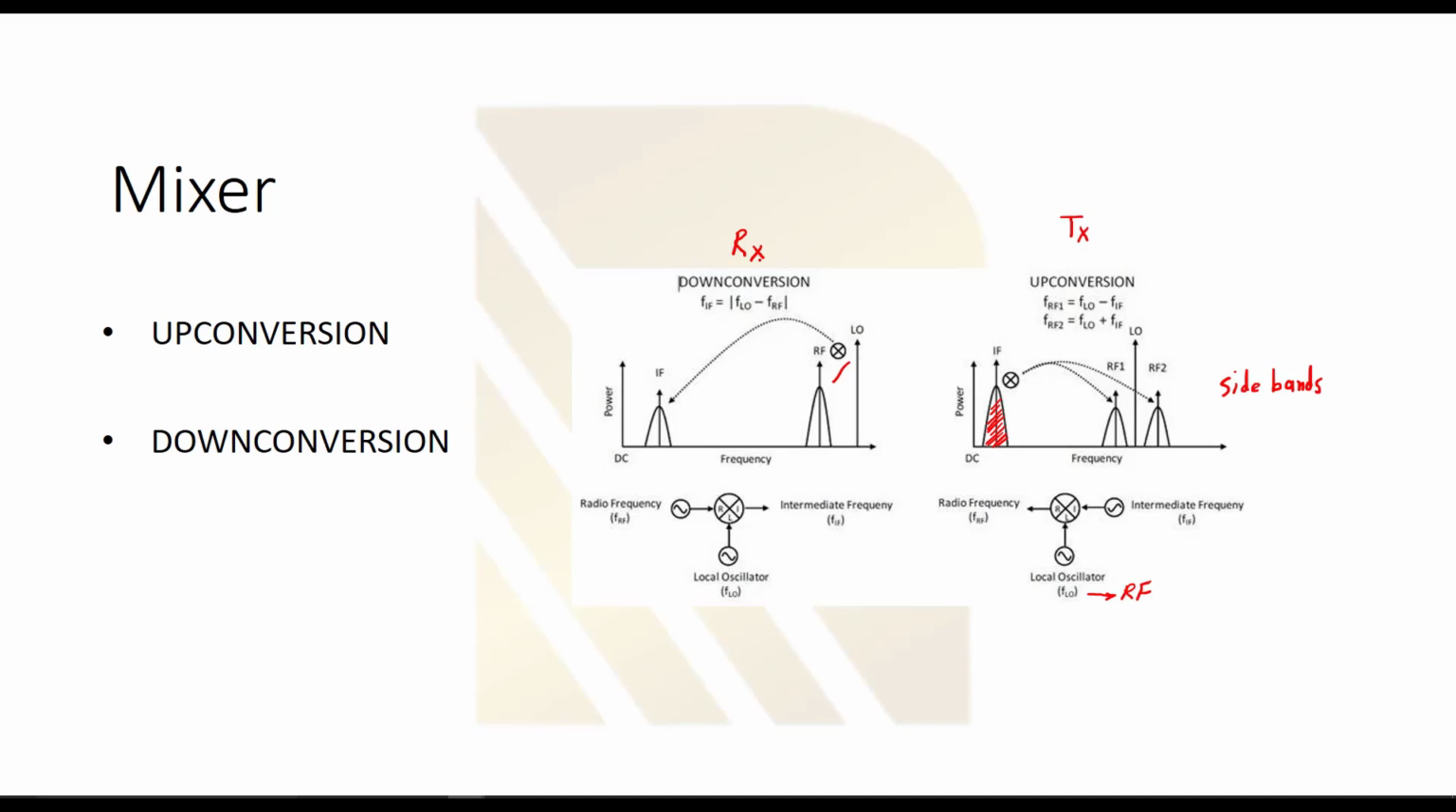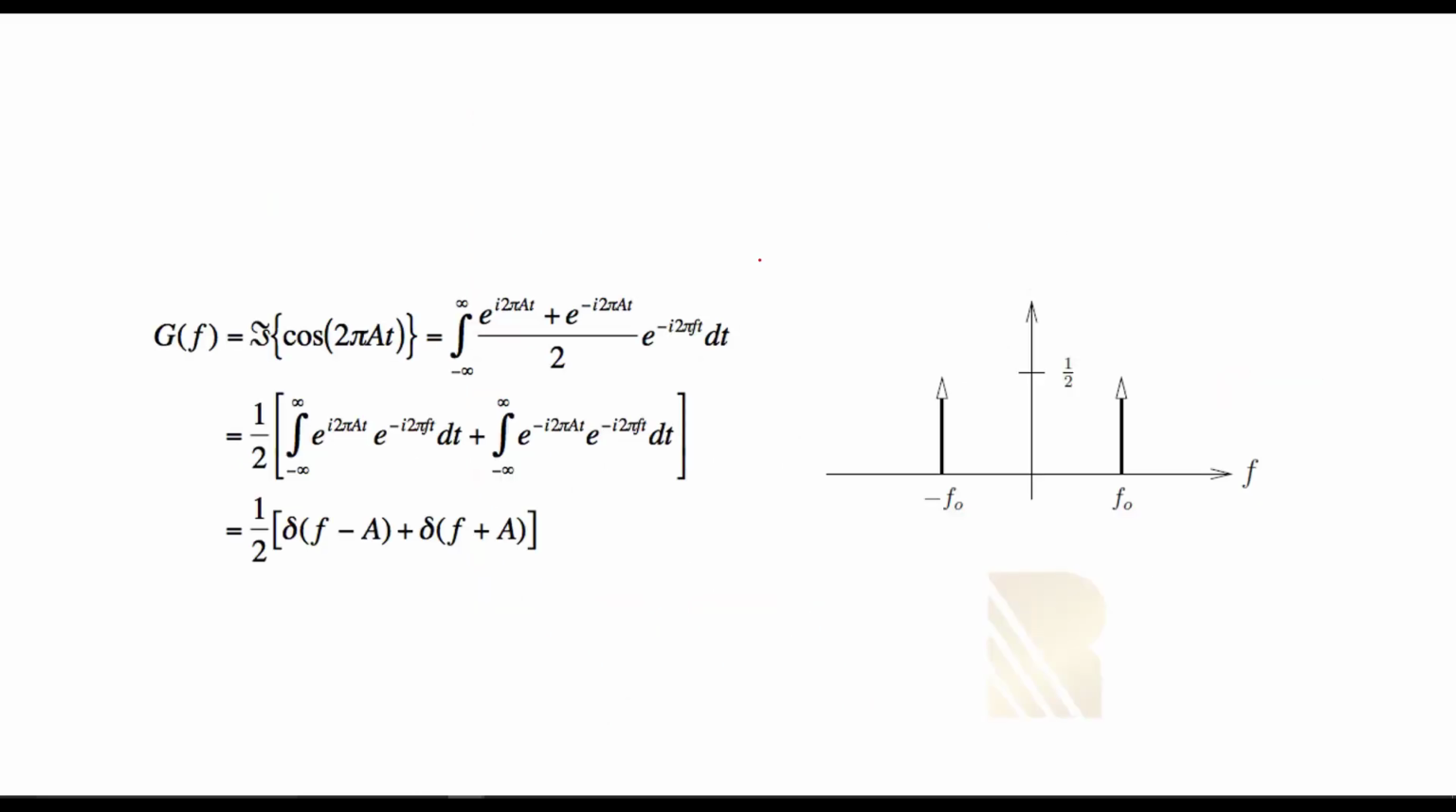It's an RX task. So let's calculate and see what is happening inside the mixer. First of all, we have to talk about the carrier. We said the carrier is actually a signal. It's a cosine signal with a high frequency. So what is the carrier? It's cos(2πat). Here a is a frequency, so we can say this a is equal to F0. F0 is the frequency of the local oscillator.